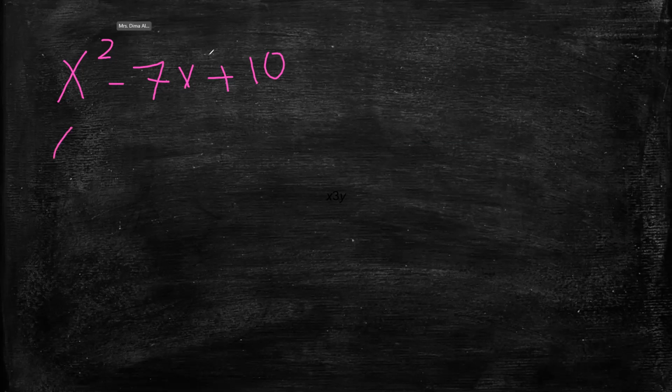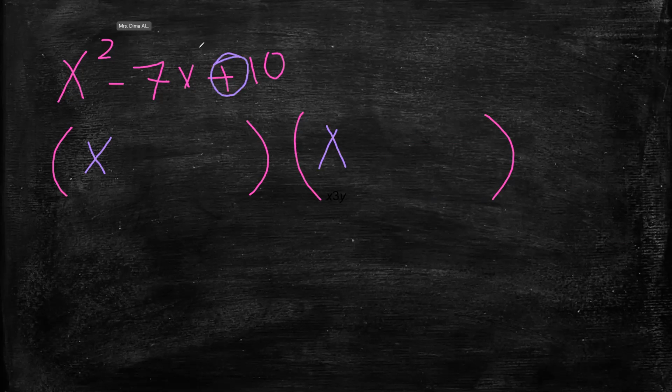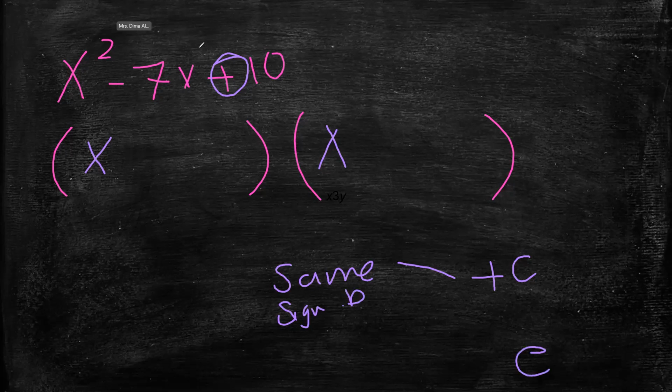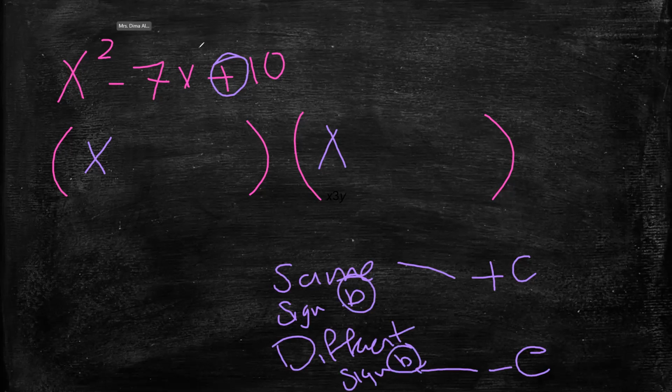How? The first step, I will open two brackets. The second step, I will look at the variable here. I have x here and x here. Then I will look at the sign of C. As I told you, if the sign of C is positive, that means we have the same sign as B. And if C is negative, we have a different sign from B.